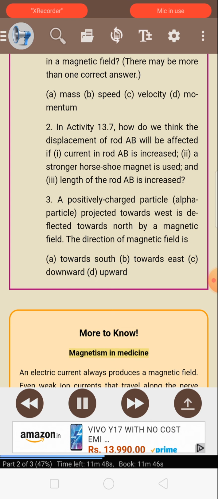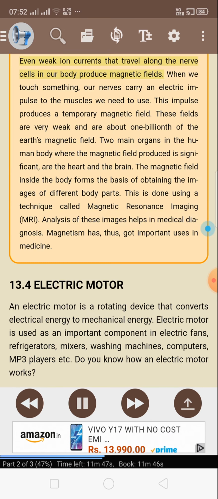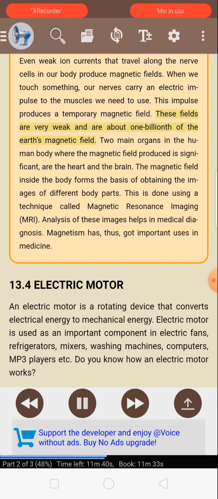More to know. Magnetism in medicine. An electric current always produces a magnetic field. Even weak ion currents that travel along the nerve cells in our body produce magnetic fields. When we touch something, our nerves carry an electric impulse to the muscles we need to use. This impulse produces a temporary magnetic field. These fields are very weak, about 1/1,000,000th of the Earth's magnetic field. Two main organs in the human body where the magnetic field produced is significant are the heart and the brain.